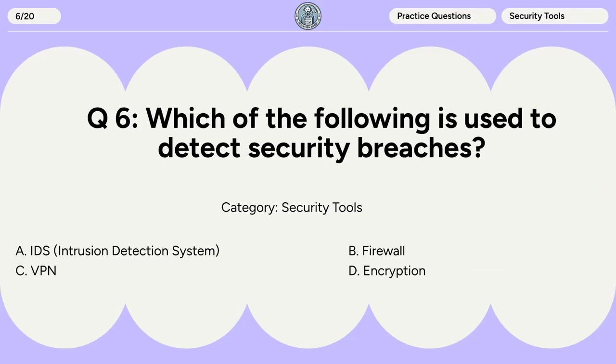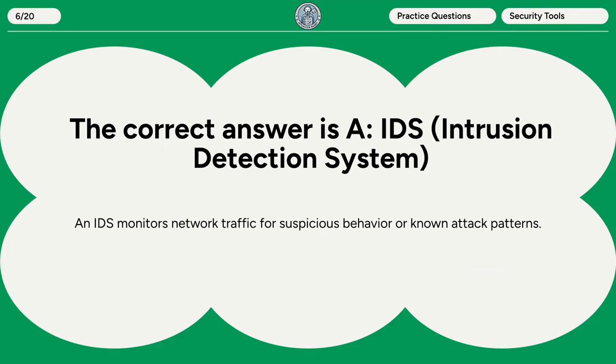Question 6. Which of the following is used to detect security breaches? A. IDS. B. Firewall. C. VPN. D. Encryption. The correct answer is A. IDS. An IDS monitors network traffic for suspicious behavior or known attack patterns.